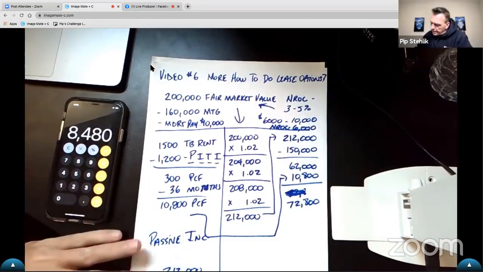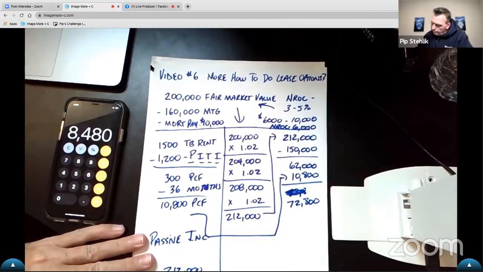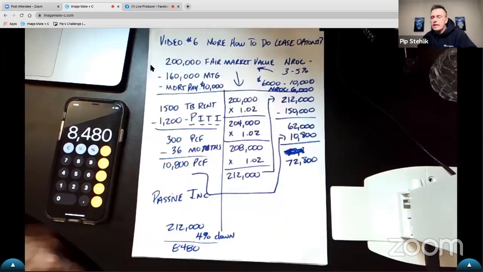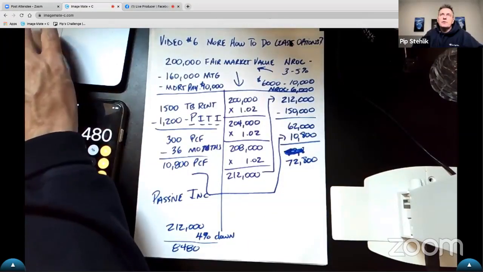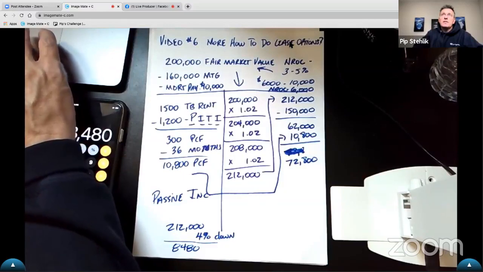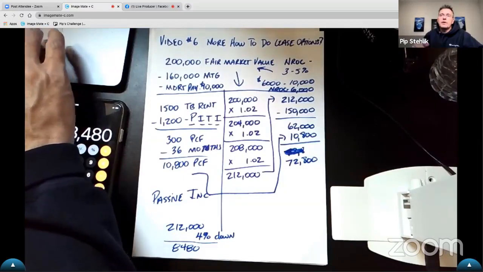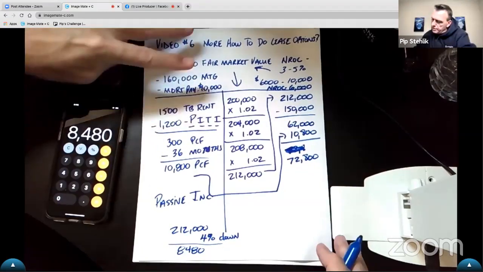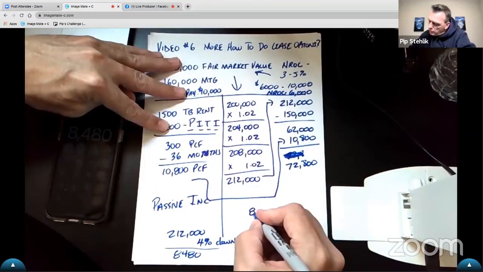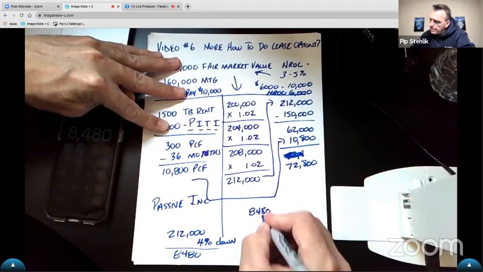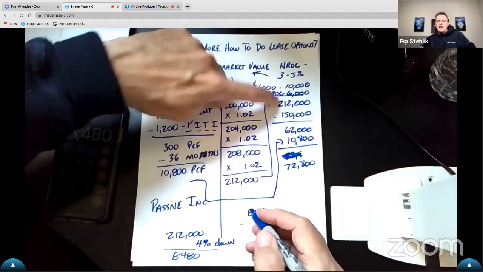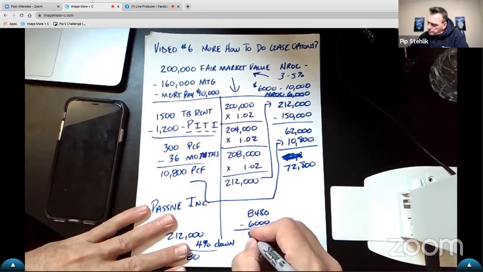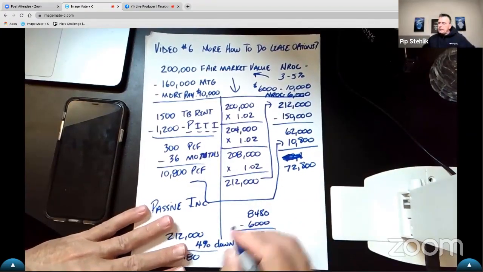They're going to need $8,480 down on that property. That's what they're going to need for a down payment. And that's not out of line whatsoever. 4% is a pretty good deal for the tenant buyer as well. So they're going to need $8,480 down. How much did they give you up front? They gave you that $6,000. So subtract out that $6,000. They're still $2,480 shy of where they need to be.